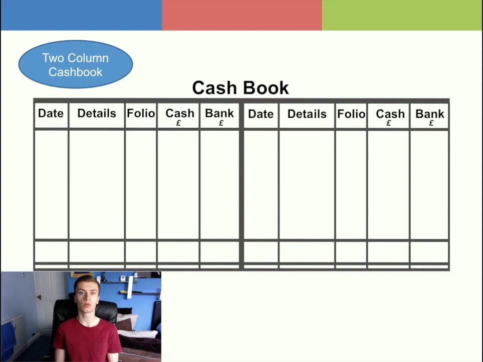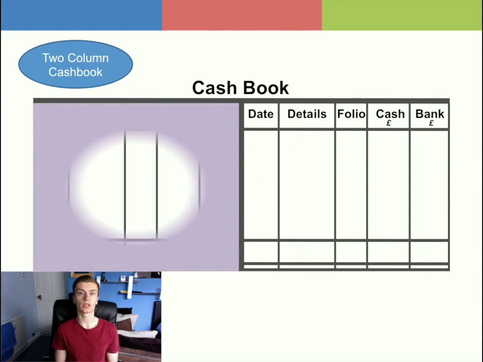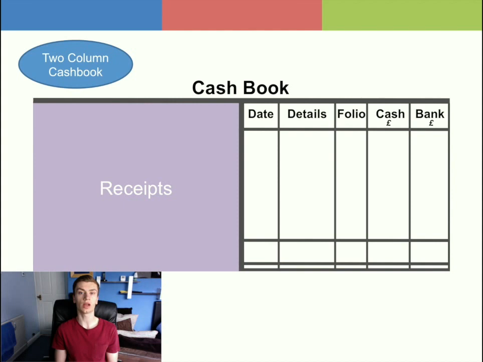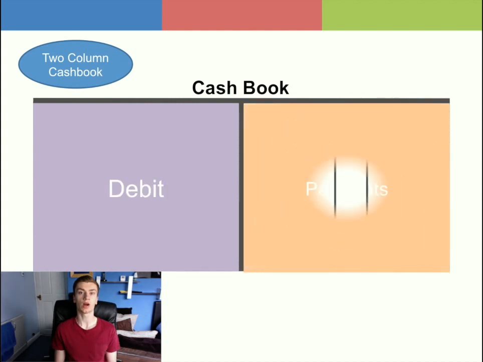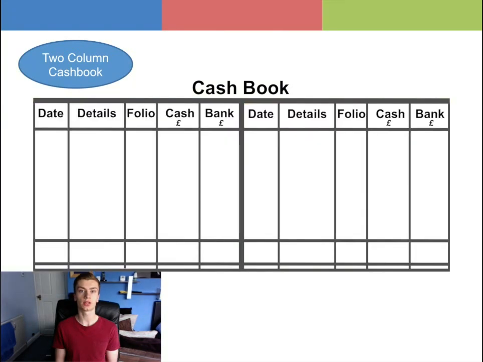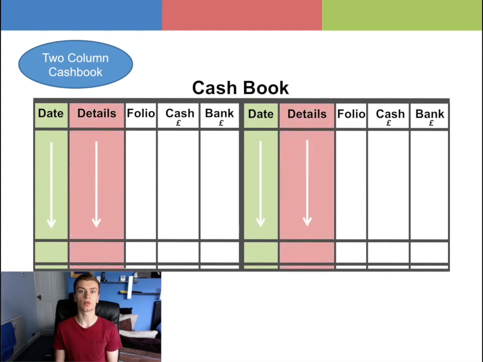The two-column cash book will usually look something like this. The receipts of money are recorded on the left-hand side, known as the debit side. The payments of money are recorded on the right-hand side, known as the credit side. The dates column records the date of the transaction. The details column records the name of the corresponding account, which needs to be debited or credited to complete the double entry of the transaction.